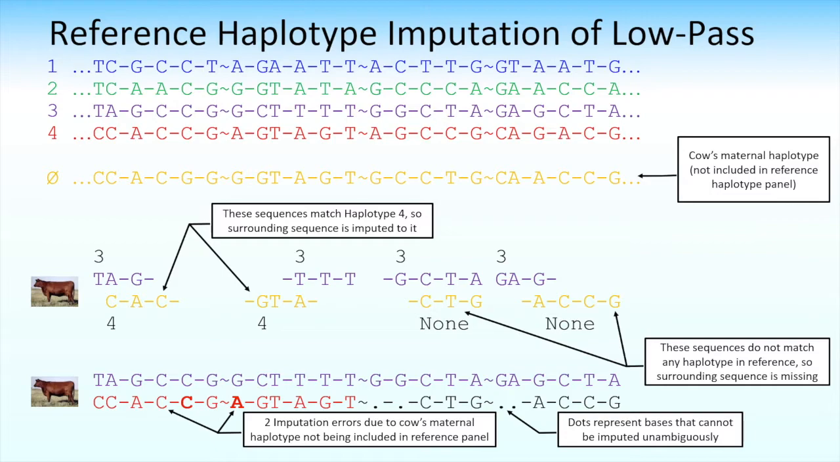Careful comparison of the red and gold haplotypes reveals two positions in which they differ. And that introduces two imputation errors in the cow's maternal haplotype. We will track that as we go through the example and see later how to resolve it.